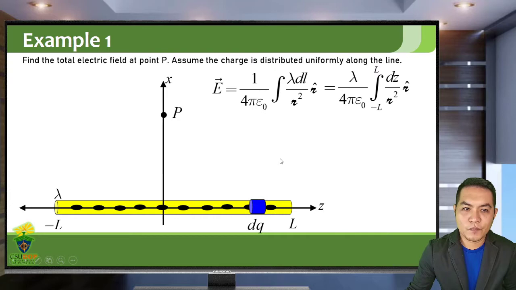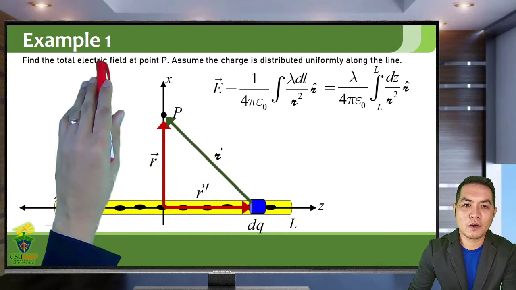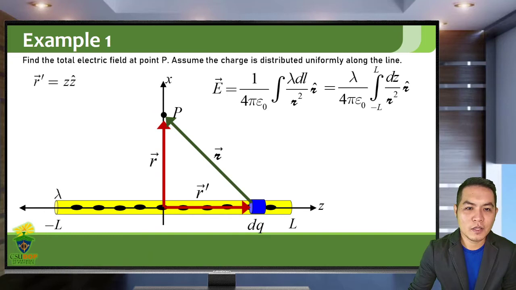We first find a differential charge here with differential length dl, or in this case dz. This differential charge will have a position r prime, and our field point has a position of r, and this will be our separation distance vector, curly r, which means our electric field will be along that direction, quadrant number 2, for this specific dq. So here our r prime is just along the z-axis, so z hat.